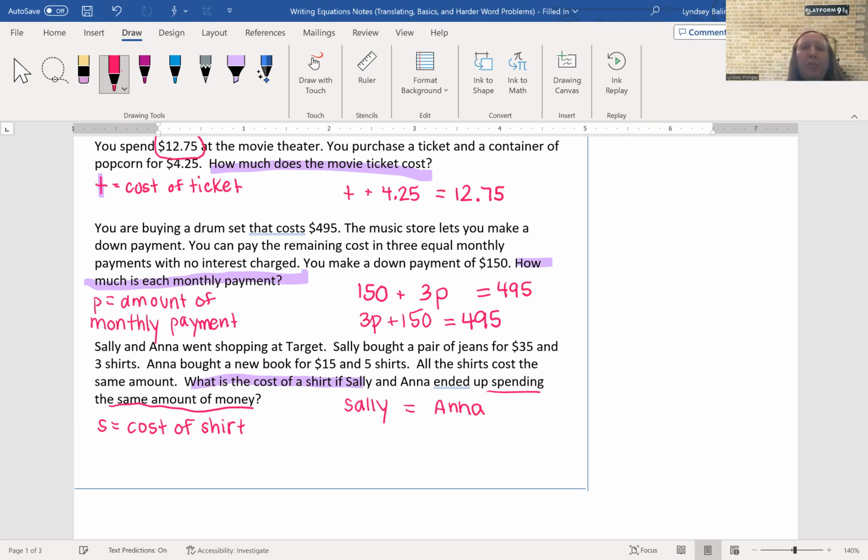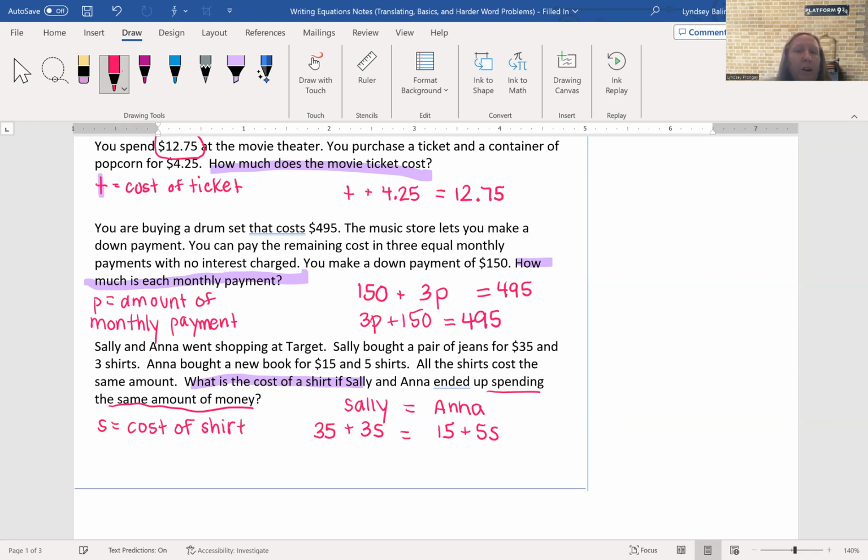So Sally bought a pair of jeans for $35. That's just going to be a 35 because that has nothing to do with the cost of those shirts. But she bought 3 shirts. So we would add in 3 times S. Anna bought a book for $15 and bought 5 shirts. So we would take 5 times S for Anna. And now those 2 sides are going to equal each other. And that's our equation for that scenario.